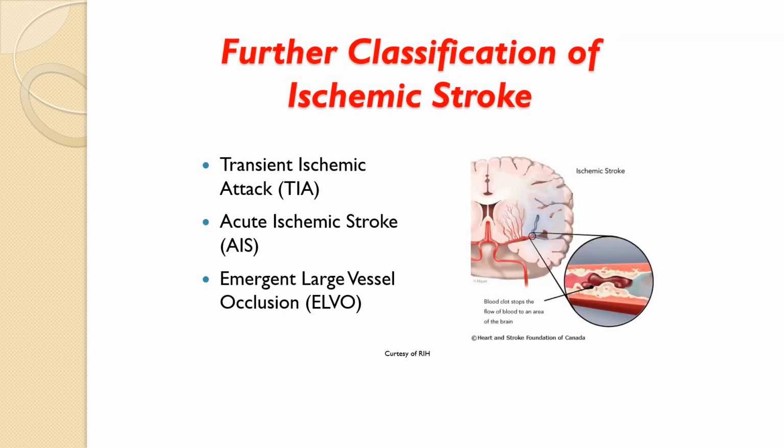So for further classification of ischemic stroke, we have the TIA, which is that transient ischemic attack. So that's something that shows up and then goes away. All right. We have the actual acute ischemic stroke, which unfortunately, the signs don't dissipate, and we definitely need to intervene in a hurry. And then we have the big one. This is the big and baddie, right? The emergent large vessel occlusion, or ELVO. All right, more on that later.